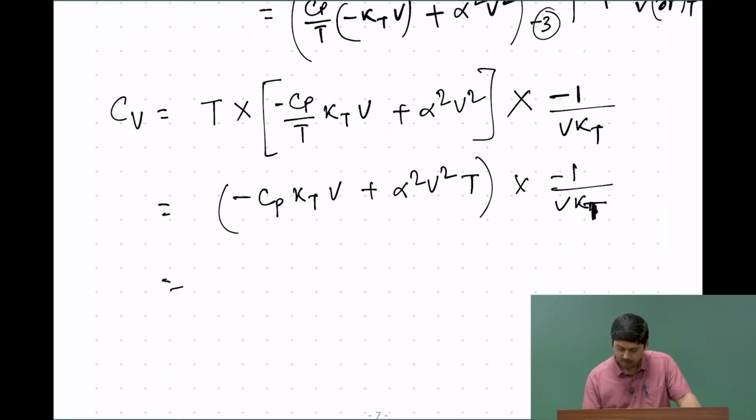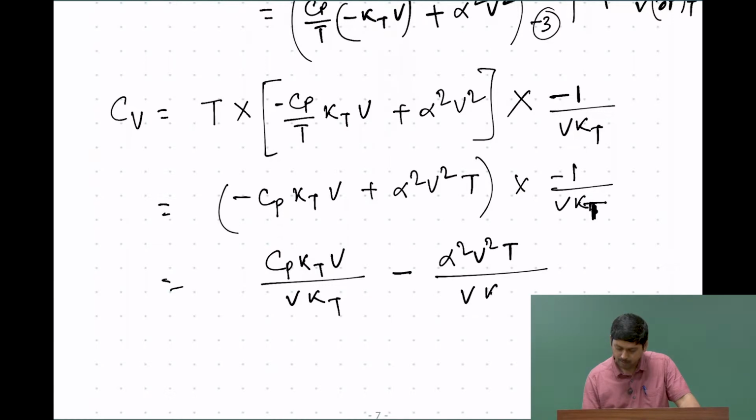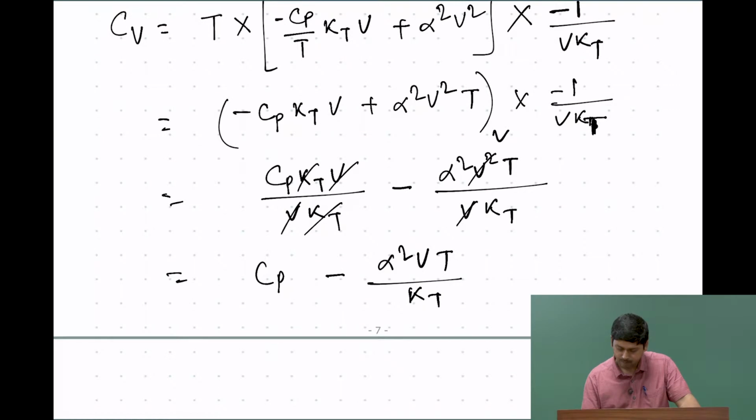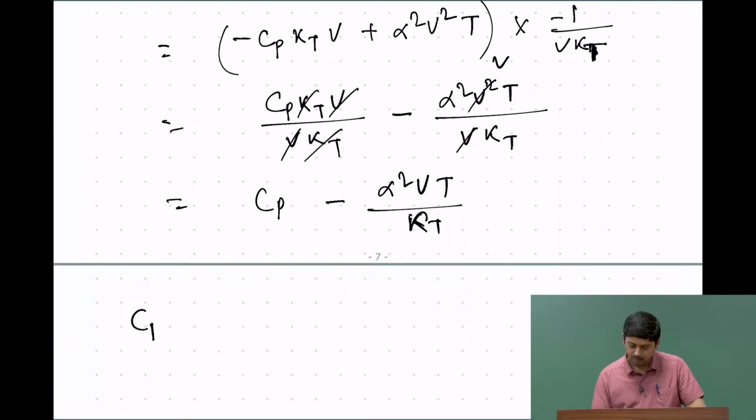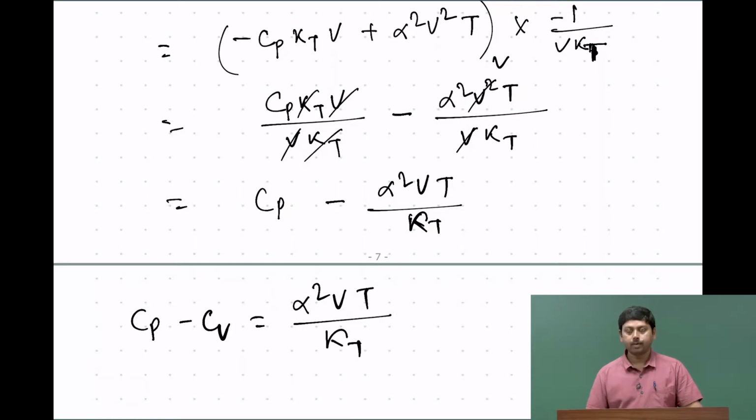So, now we will multiply with V kappa T, we get minus minus plus Cp kappa T V by V kappa T, minus alpha square V square T by V kappa T. Now, V kappa T cancels giving us Cp, minus V and V square cancels giving me V. So, minus alpha square V T by kappa T. So, now therefore, Cp minus Cv is alpha square V T by kappa T, and that is what the answer is.